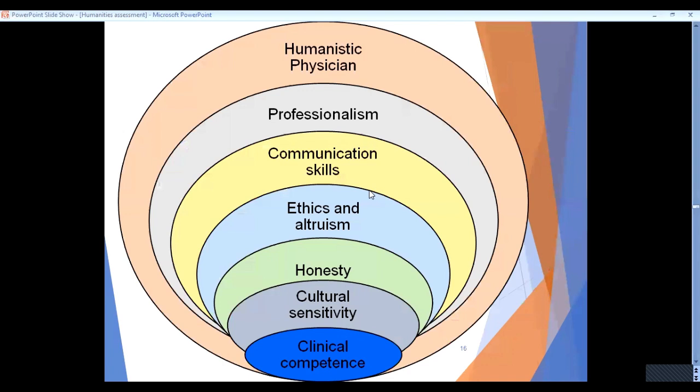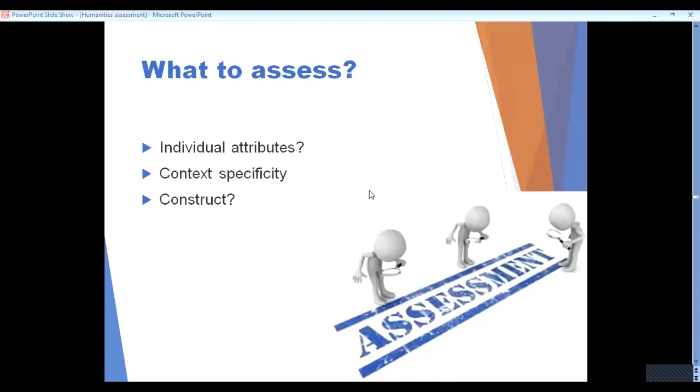Now, the question is what to assess. As I've told you in the beginning, humanities is not a single entity. It is basically a construct. I hope you understand the meaning of construct. Construct means something which is not very tangible, like honesty is a construct, right? Similarly, humanities also is a construct. You cannot exactly pinpoint or define it. It is made up of various individual attributes like communication skills, empathy, compassion, ethics, morality, etc.